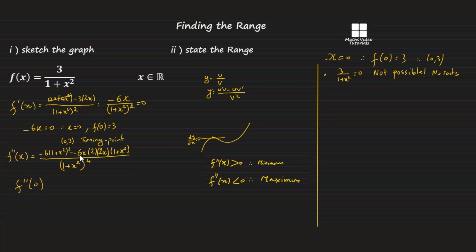Clearly you can see 6 times 0 is going to be 0, and that would eliminate all this bracket or expression. So all this will go away. And then here you've got 0 plus 1, which is going to be 1. 1 squared is 1. It's going to be minus 6 divided by 1, because 0 squared is 0 plus 1, and 1 to the power 4 is 1. So the second derivative is negative. So we are dealing with a maximum turning point. Just to recap, (0, 3) is a maximum. So let's write it down here: (0, 3) maximum.